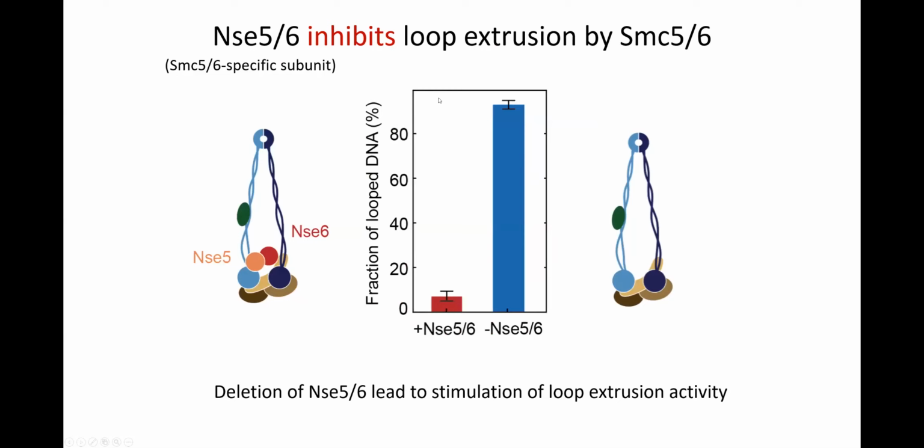What we also found in this particular paper was that the NSE56 subunits, which were not very well characterized before regarding their exact function, can actually inhibit the loop extrusion process of SMC56. Because when we delete these two subunits from the rest of the complex, we observe great stimulation of the loop extrusion activity.